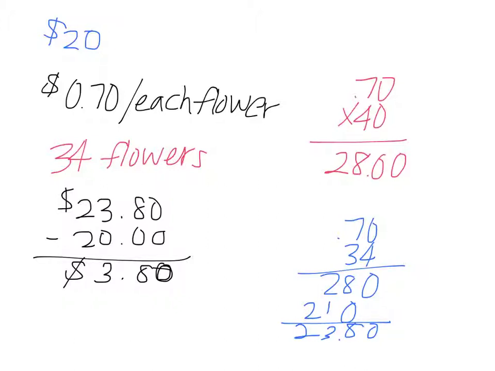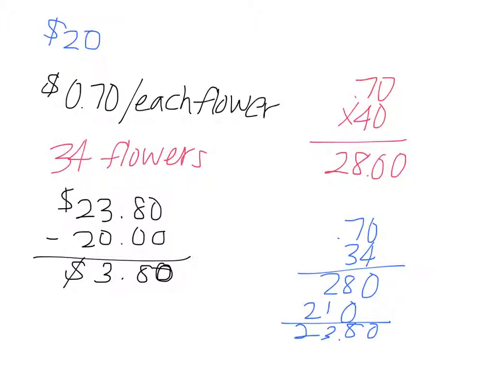So C says a different type of flower costs 40 cents each. Okay, so it's cheaper than the 70-cent flower. About how much less money would Anna spend if she bought this type of flower? About. 40. So we could do 40 times what? 40 times 40 would give me $16, right? So if she spent $16, how much less would she be able to spend?